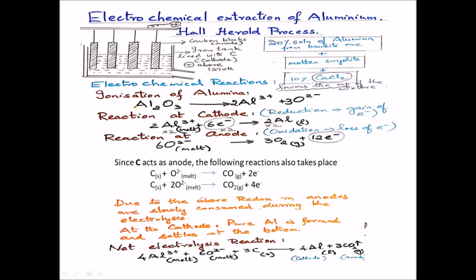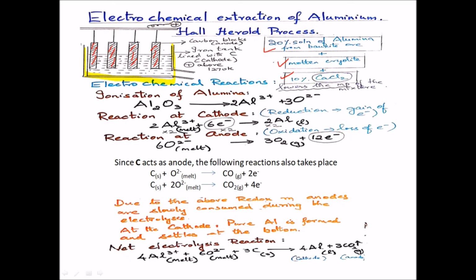In this method, electrolysis is carried out in an iron tank lined with carbon, which acts as a cathode. The carbon blocks immersed in the electrolyte act as the anode. A 20% solution of alumina, which is obtained from the bauxite ore, is mixed with cryolite, which is in the molten form, and 10% of calcium chloride is also added to the solution.